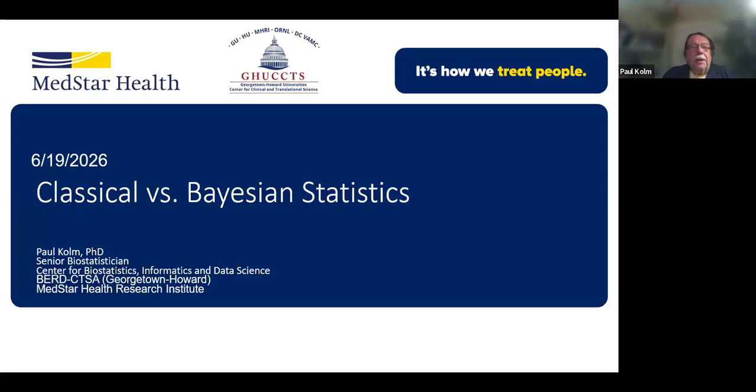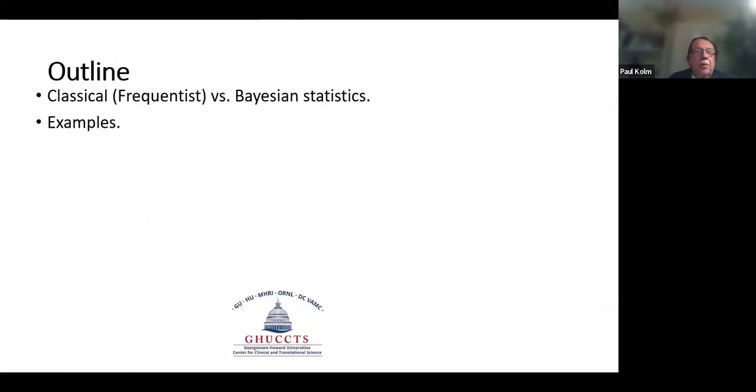So today we're going to look at two different views of statistics, the classical or frequentist and the Bayesian point of view of statistics. What I'm going to do is contrast classical, frequentist, and Bayesian statistics, and then go through some examples, first comparing classical and Bayesian statistics, and then other examples of Bayesian statistics.